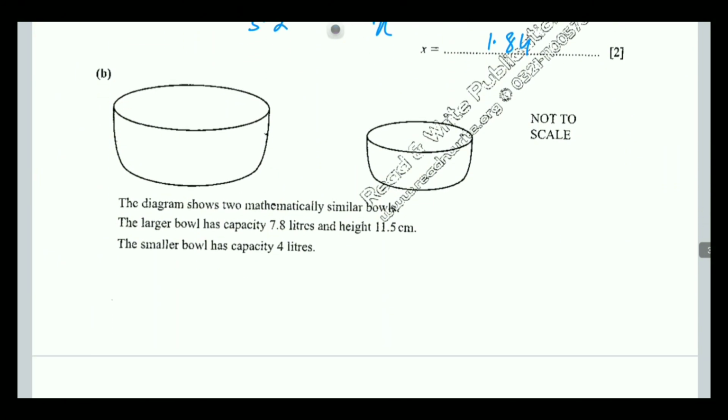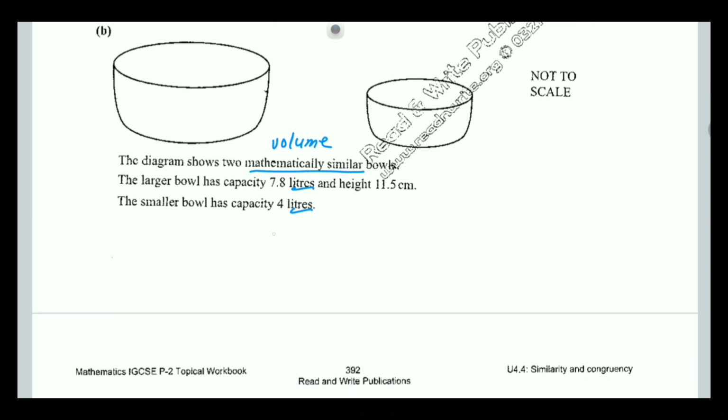Okay, part B, this is a question of similar shapes. You can see the diagram shows two mathematically similar bowls. The larger bowl has capacity 7.8 liters and height 11.5 centimeter. The smaller bowl has capacity 4 liters. So it means this is a question of volume. Liters means volume, and it is given that they are mathematically similar. It means we can use the formula of similarity. So what is the formula of volume of similarity?